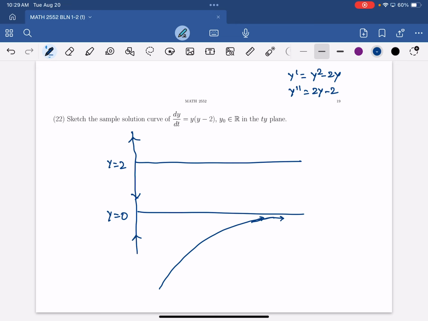Should I repeat it again? How do you determine the concavity again? The problem tells me y prime is y times y minus 2. So y prime is y squared minus 2y. Concavity comes from the second derivative, so I differentiate one more time. The derivative of y squared is 2y times y prime, and the derivative of negative 2y is negative 2. Do you agree with me on that? So now if you check it for any value of y less than 0, it is going to be concave down. Plug it in and see.